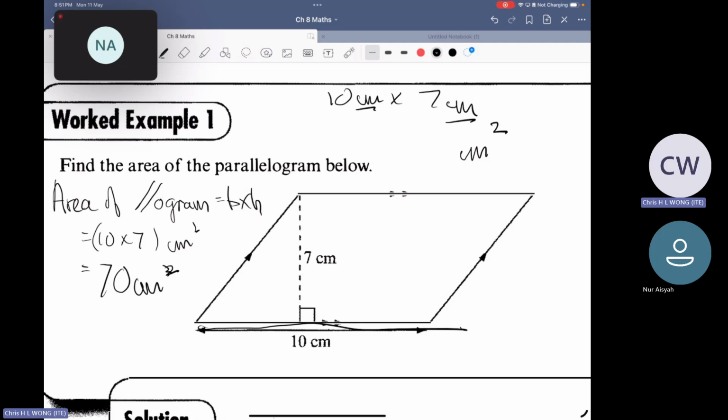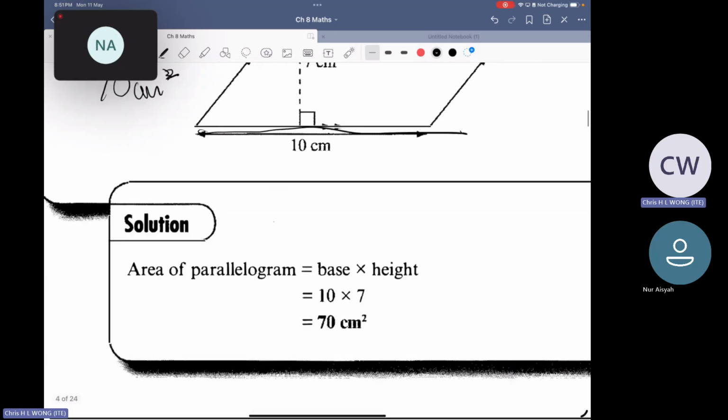Move forward. 10 times 7, cm squared. You don't really need to put it here. Over here, you don't have to say 10 cm times 7 cm. No need. You can just put everything at the end. 10 times 7, then the cm square, you put it at the end. I mean, if you want to put, you can also, but you don't need to. Make sure at the end you have the cm square there.